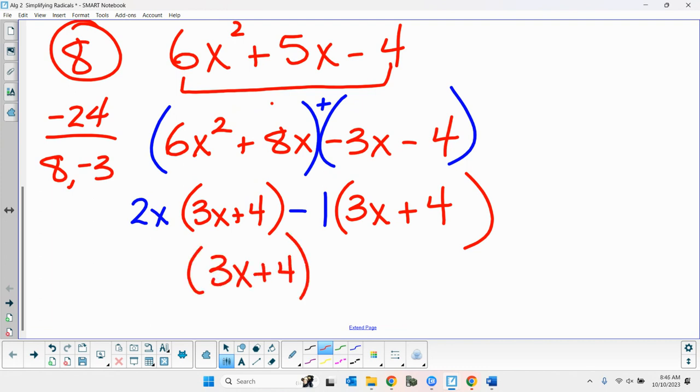My other factor is the blue numbers, the GCFs you pulled out. The 2x minus 1 is the other factor. If I FOIL these two together, I'll get what I started with. So that's how I factor one of those trinomials that has a number other than 1 for a. Questions?